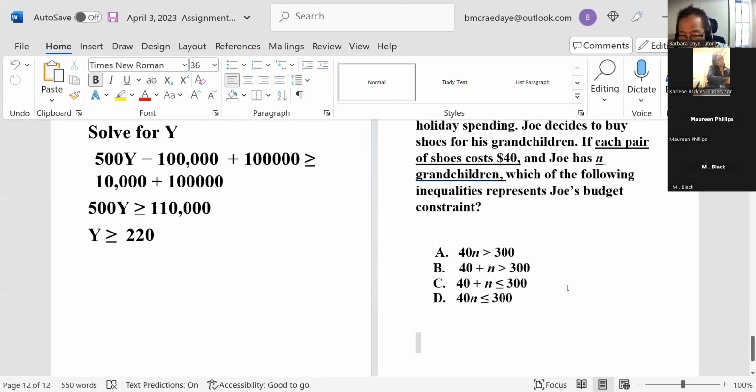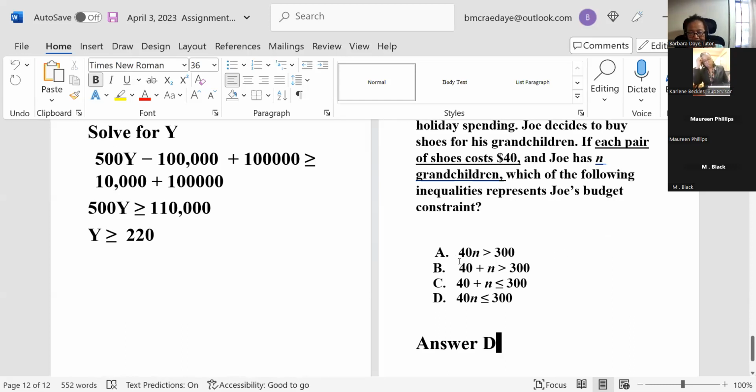Mercedes, you got D? No, let me say B. You said B. No, it's not a plus. If a pair of shoes is 40 and you had two grandchildren, how much would you spend, Mercedes? If I have 2 grandchildren, I would spend $80, because 2 times 40 is 80. Yeah, that's a multiplication, not an addition. And then I would subtract the 80 from the 300 to see how much is left.